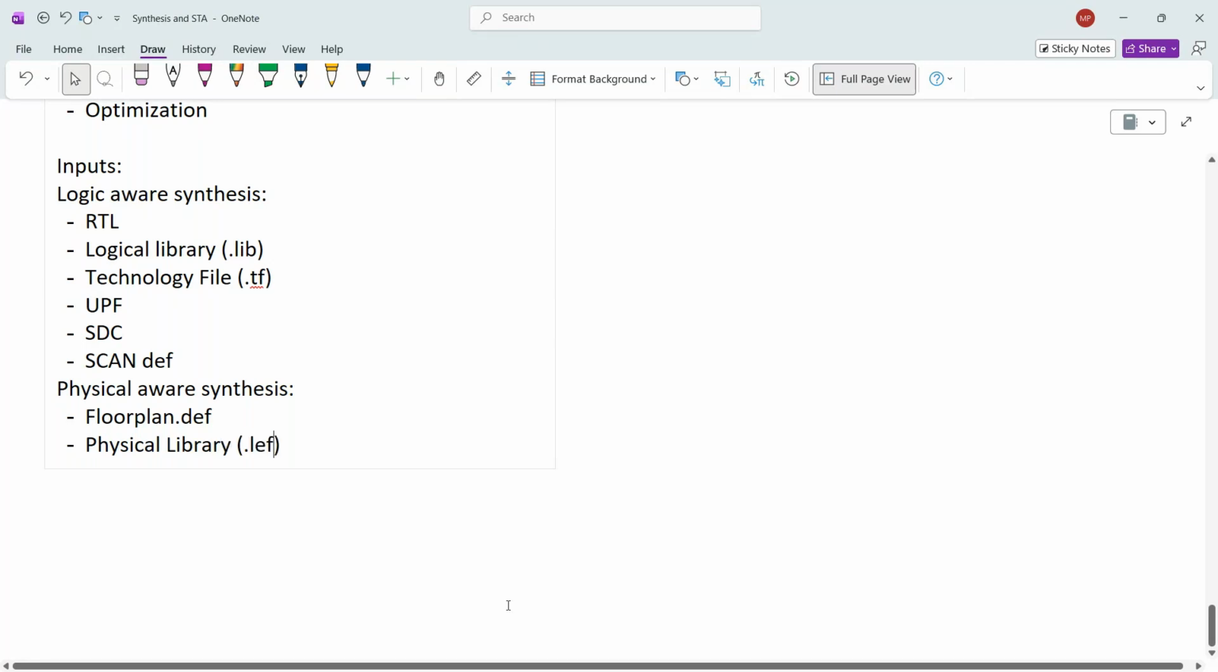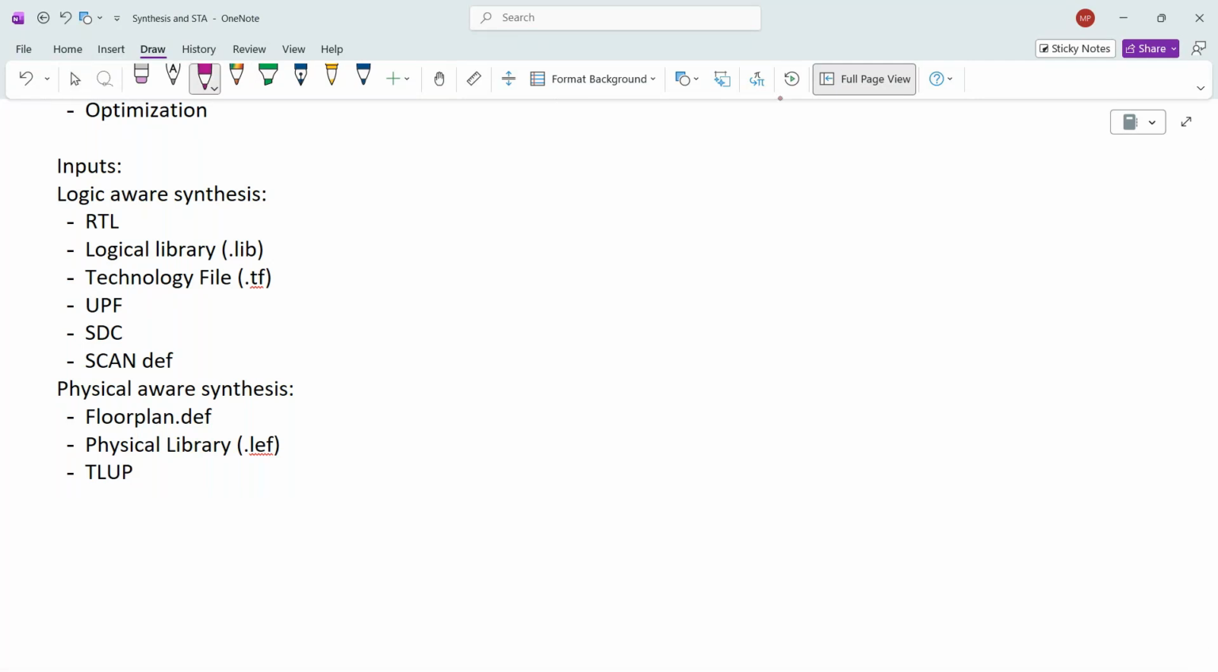What is physical library? .lef. Right? So we also then require TLUPlus. So do you have the idea what is TLUPlus? Anyone? Why TLUPlus is also required in physical aware synthesis? For better estimation of the timing delays, like the parasitic values and all. Yes, true.